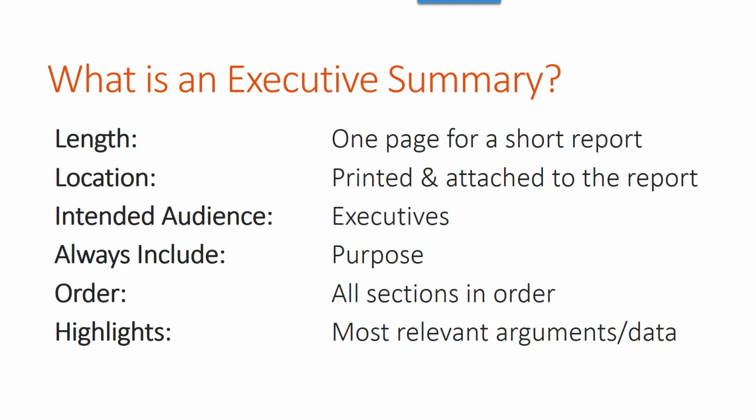So what do you include? All sections in order, so that your executive can look at any of those sections in greater detail and already have an idea about what's in them. What does it highlight? Only the most relevant arguments and data. But it still needs to be a beautifully constructed document. So it takes more time, in some cases, to take 8 or 10 pages and condense them into a single page than it takes to write the original 8 to 10 pages.